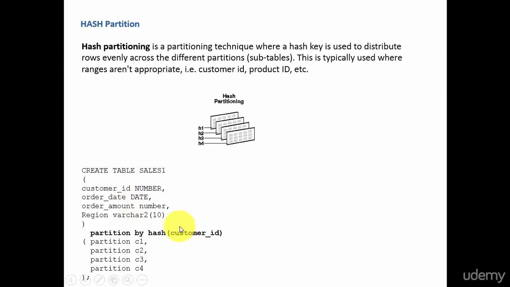Okay, here in my example I am creating a hash partition based on the customer ID. Based on the customer ID value a hash key is generated, and that hash key evenly distributes the data between these four partitions C1, C2, C3 and C4. I cannot decide which customer ID goes into which partition. Oracle will generate the hash key, and based on that hash key it will go into the appropriate partition. Now let's go and create a hash partitioning table.